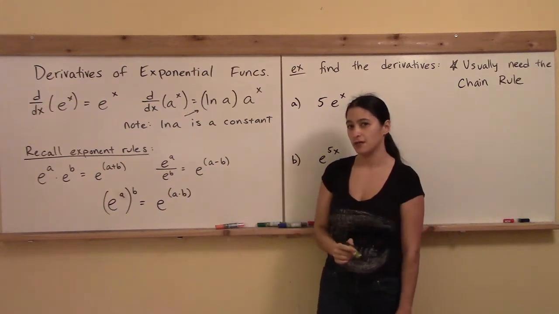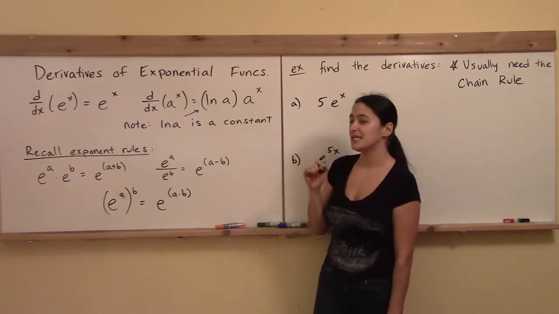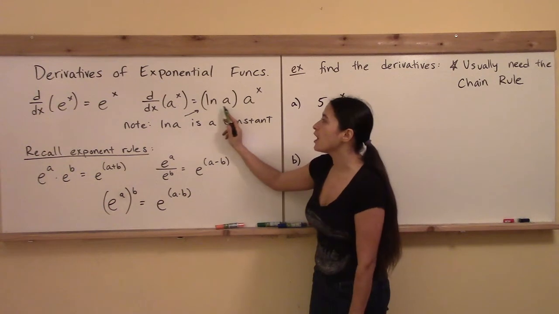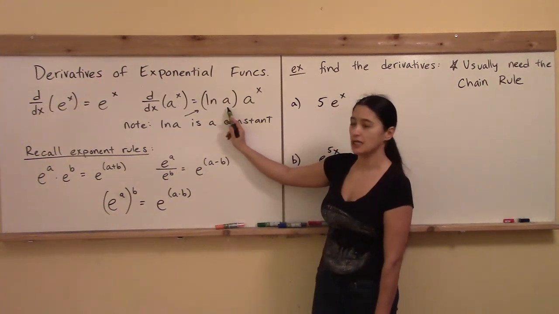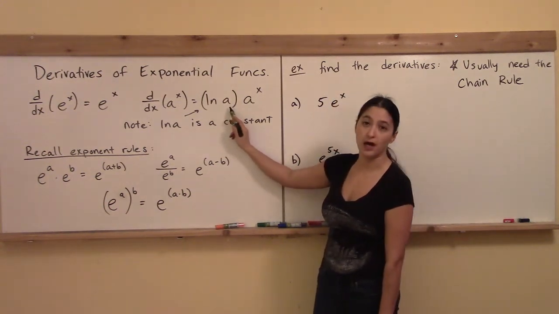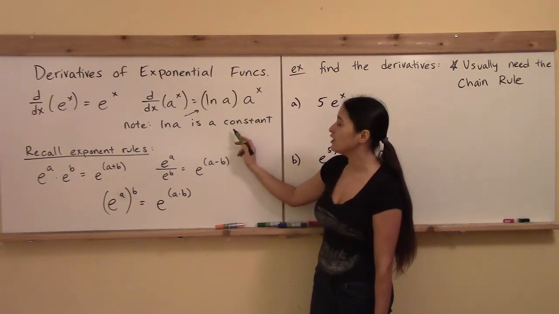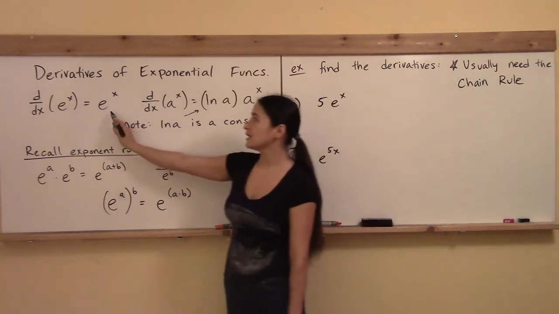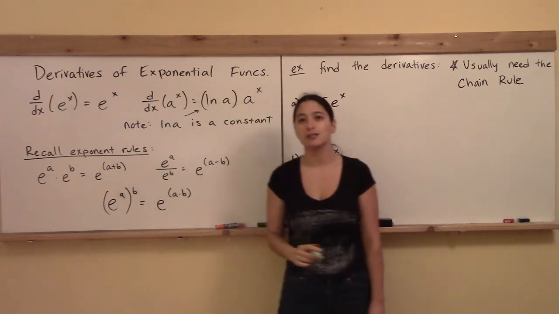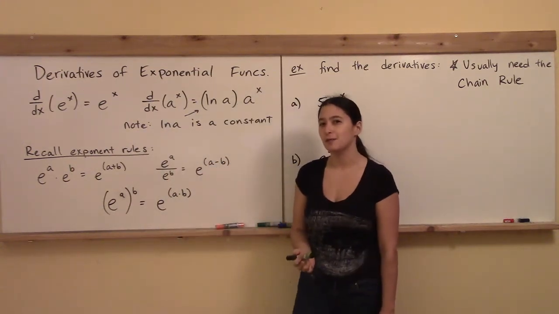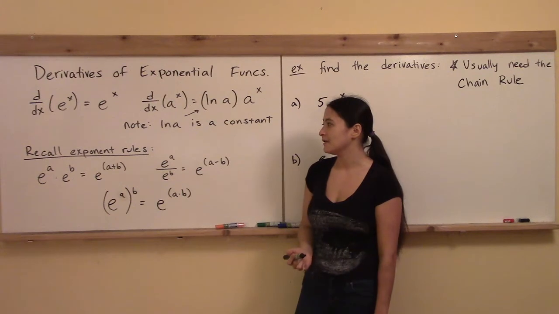That's going to be a constant multiple that pops out in front of the copy of the exponential function that you were deriving. Keep in mind that in base e, the natural log of e is 1. So if we let a equal e, then this constant term just becomes a 1, and so that's how we get the e to the x. That's our easiest base, so I would definitely prefer you working in base e.